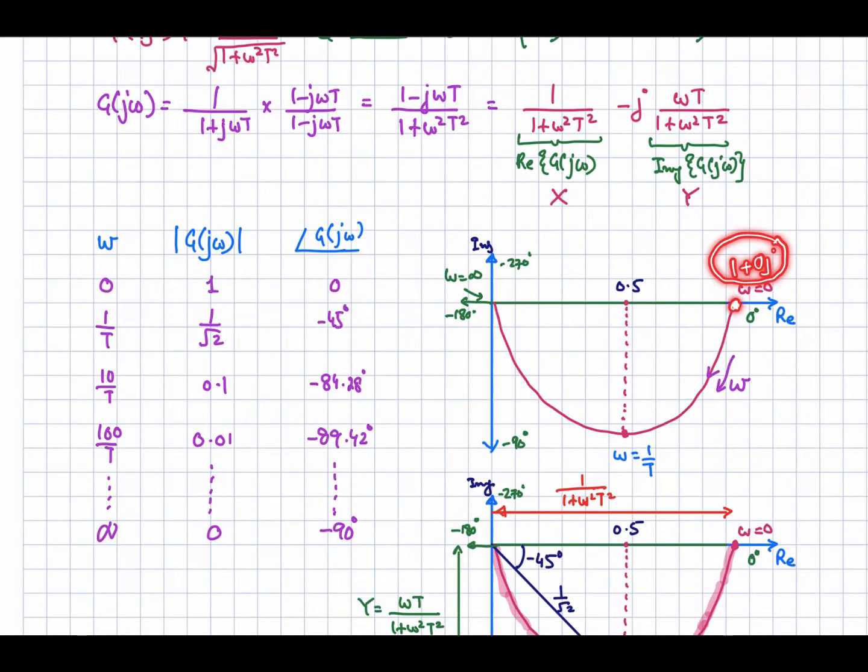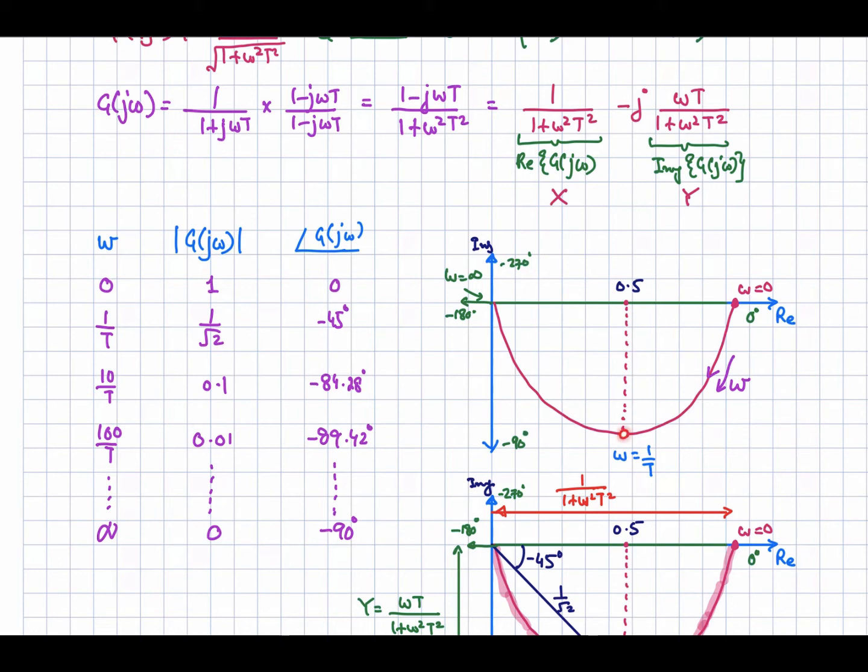So we are at this point, and if you start increasing the frequency, if you take frequency equal to 1 by T, so when you consider omega equal to 1 by T over here, it will be cancelled out and you will be left with 1 by under root 2, right? And the magnitude will be equal to 1 by under root 2, and at this point the phase will be equal to minus 45° if you evaluate this real and the imaginary part.